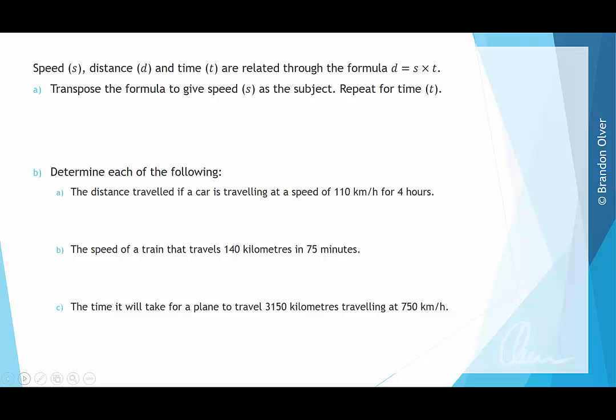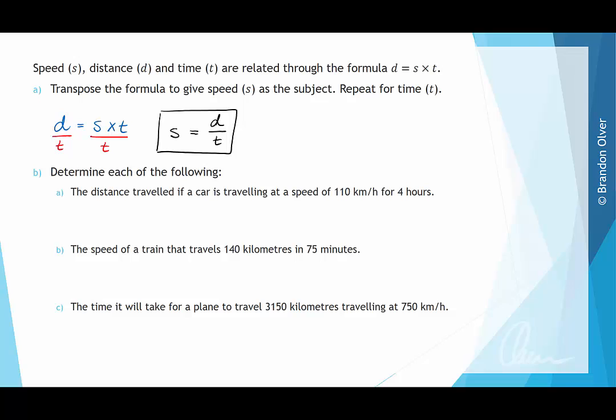For part A, we want to transpose the formula to give the speed as the subject, and then we want to repeat it for getting time as the subject. So if we start with the formula distance equals speed times time, we can divide both sides of the equation by t to get s by itself. So if s is the subject, we have s is equal to d divided by t. So that is one of the transposed formulas where s is the subject.